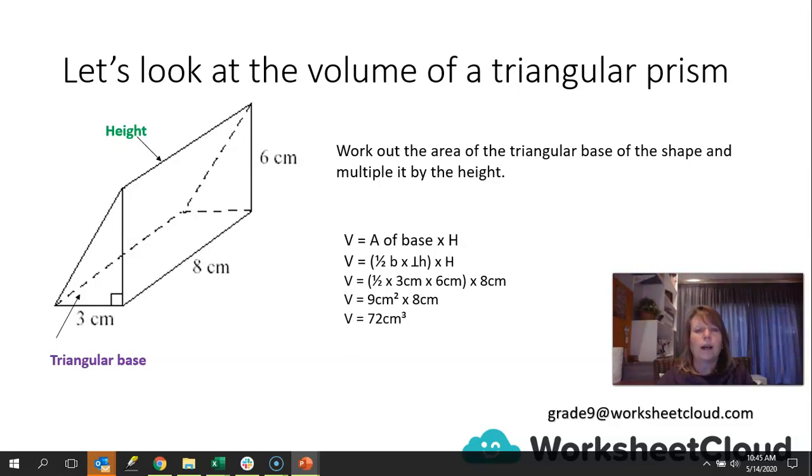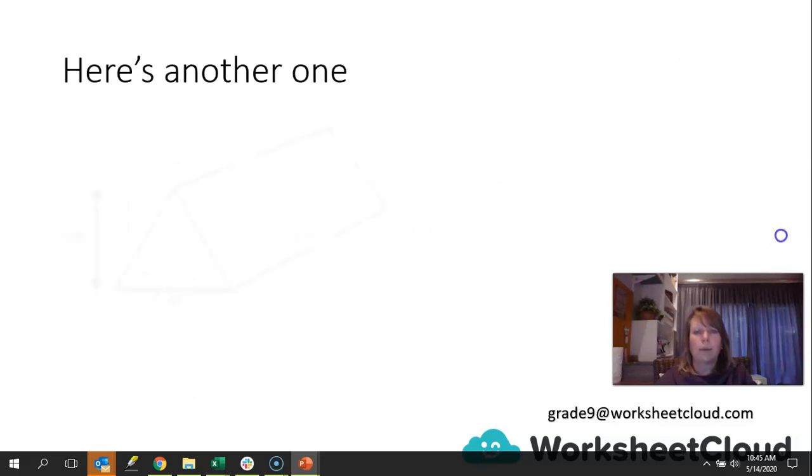All right, so 9 times 8 is 72. Centimeters squared times centimeters gives me centimeters cubed. Right. Okay, let's have a look at another one.